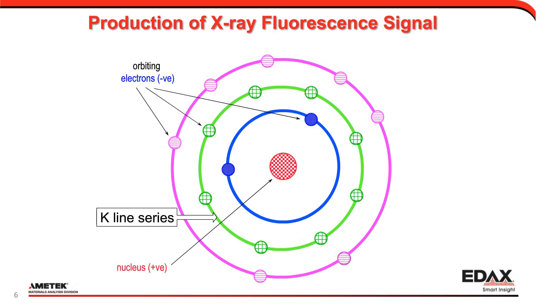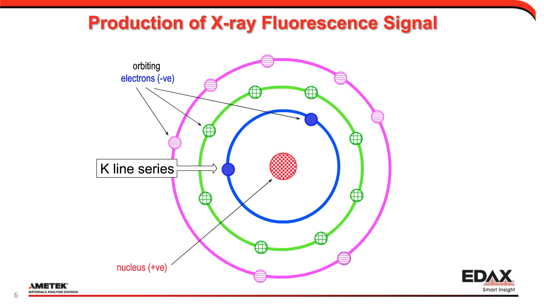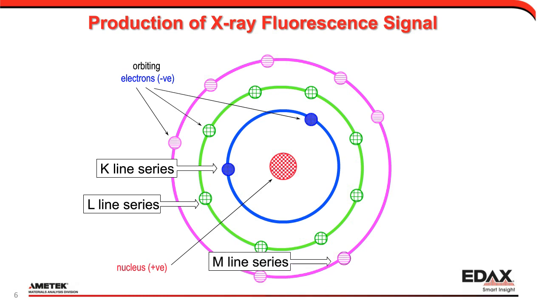When a vacancy is created in the K shell, the transitions that go down to that K shell are called the K-line series. When you have a vacancy created in the L shell, those are transitions that are the L-line series, and when you have a vacancy in the M shell, that's termed the M-line series.